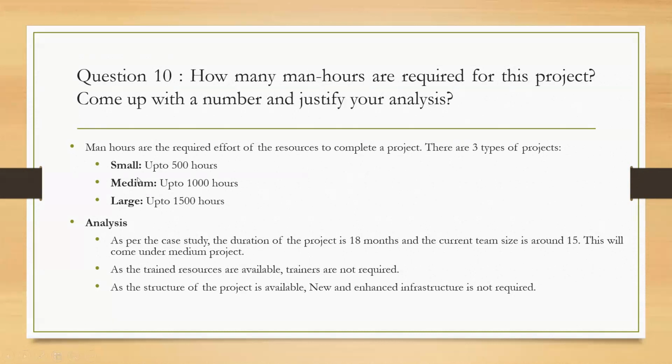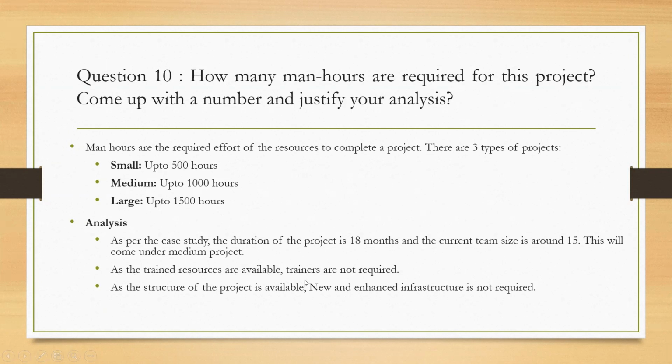There are three types of projects. Suppose they are given a sample over here: a small project might take up to 500 hours to complete, a medium project might take up to 1,000 hours, and a large project can take up to 15 hours to complete. So according to the online agriculture products, we need to decide which category of project it might come under. As per the case study, the duration of the project is 18 months. With respect to online agricultural products, you need to look into the duration and the current team size, how many people are there, and write about that number. And we will consider that this comes under the medium project.